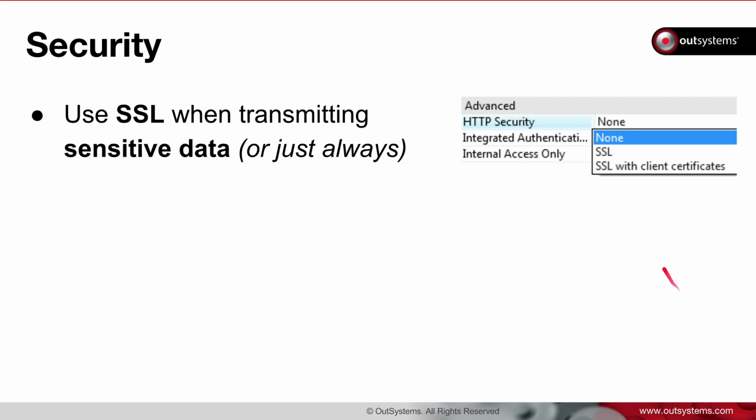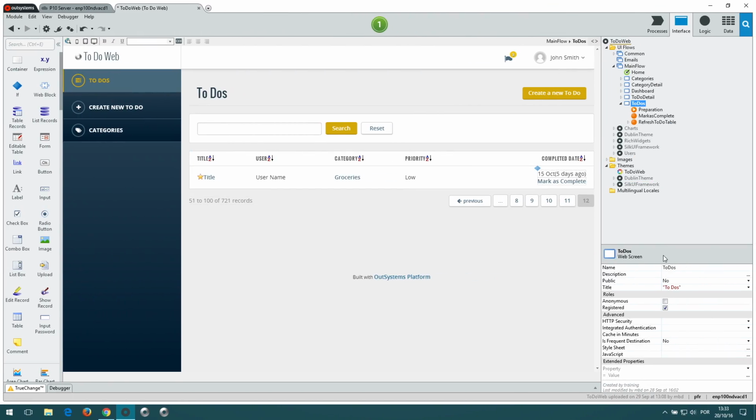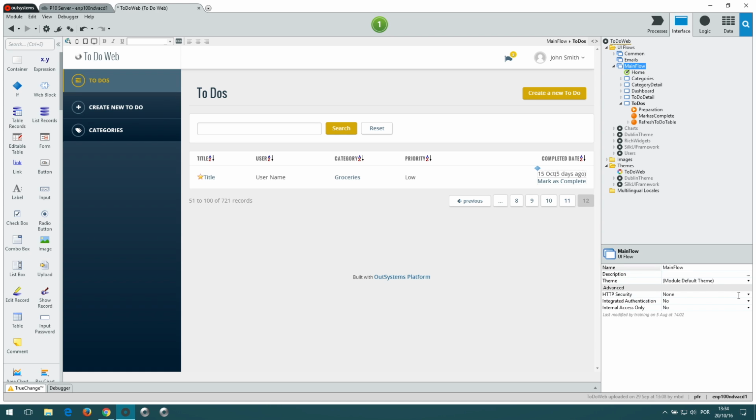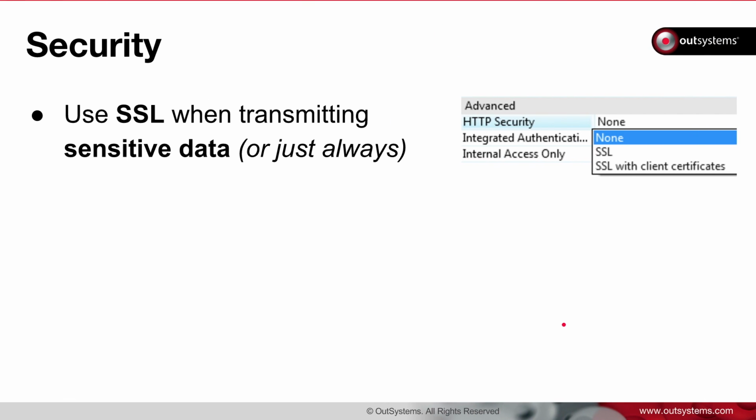Now you do that on screens or on flows by setting here the HTTP security and changing it from none to SSL. Now you do that of course on the screens. You have here HTTP security and SSL. You can do that also in the flows. You have HTTP security and you can set SSL or TLS.